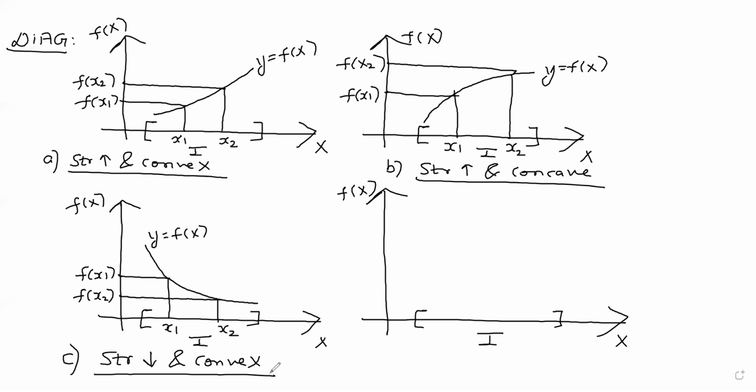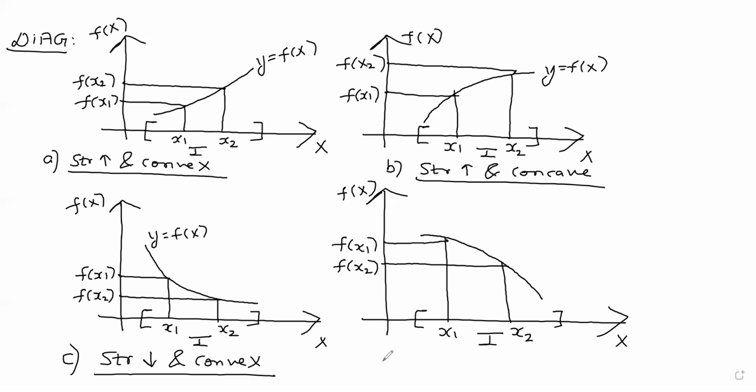And similarly, look at graph D. Again, you can see that x1 less than x2 within the domain implies that f of x1 is strictly greater than f of x2. Again, you can see that in diagram D, the graph is strictly decreasing but concave. Strictly decreasing and concave.